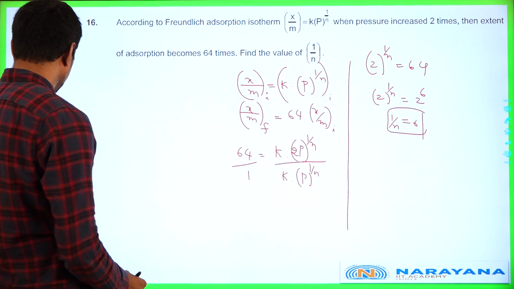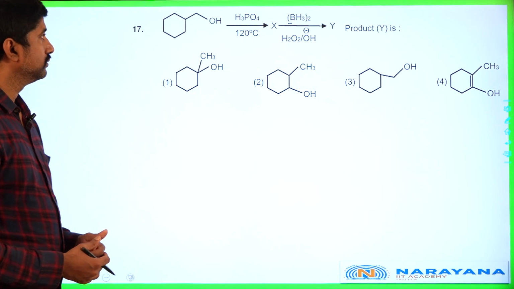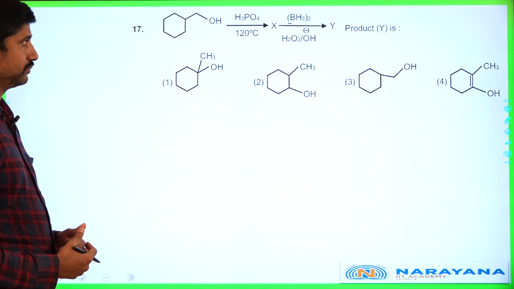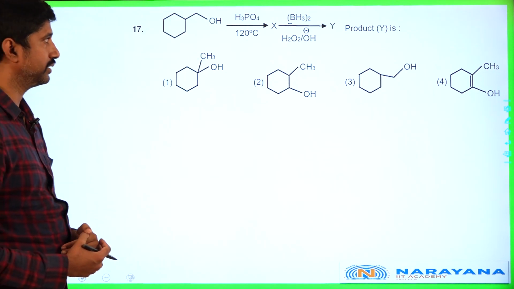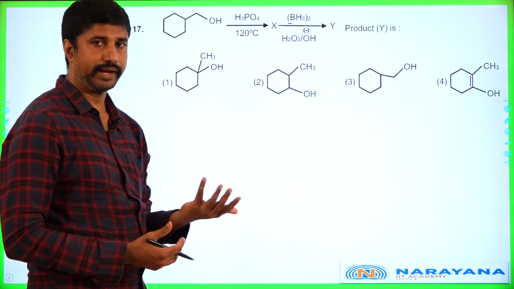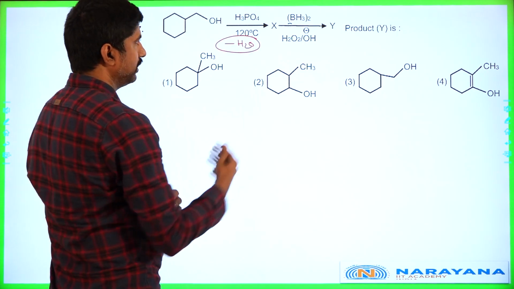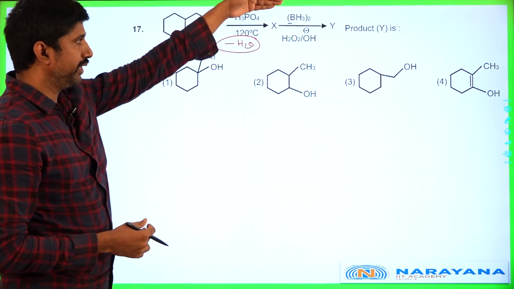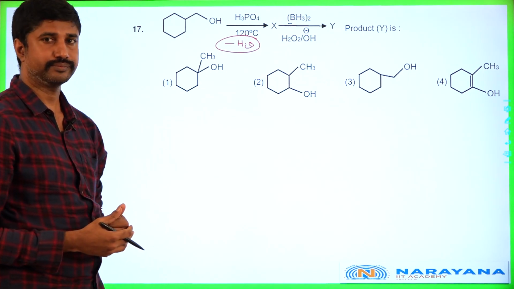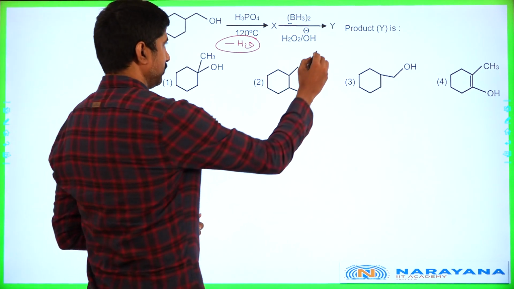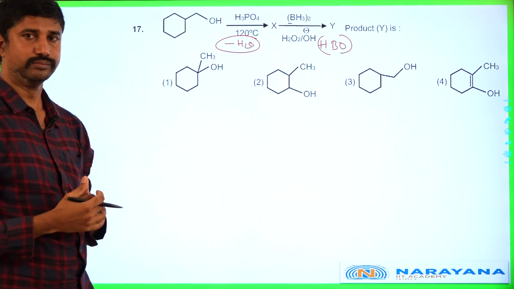Next question, 17th. It's an alcohol. So alcohol on heating with H3PO4 at 120 degrees Celsius. So first elimination takes place, dehydration takes place, and as the first step is dehydration, the second step is X converting to Y with B2H6 in presence of H2O2 and OH minus, hydroboration oxidation. Hydroboration oxidation is nothing but addition of H2O.